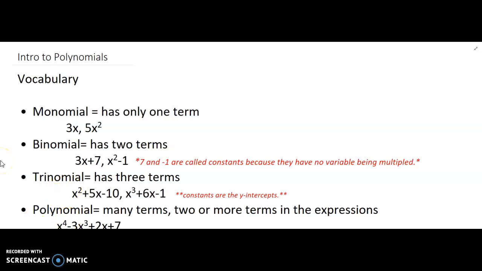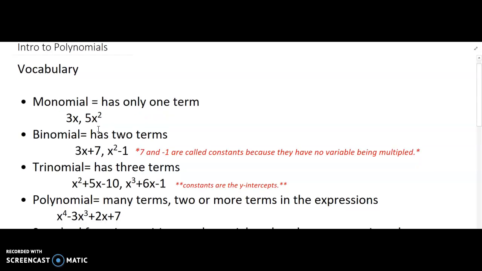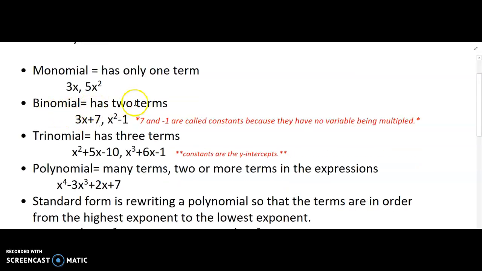A monomial is an expression that has only one term, coming from the word mono. So 3x and 5x squared are examples of monomials because it's just one term put together. There's nothing added or subtracted to it. A binomial has two terms. So for example, 3x plus 7, the 3x is one term and the 7 is another term, and they're being added. Or, for example, x squared minus 1.